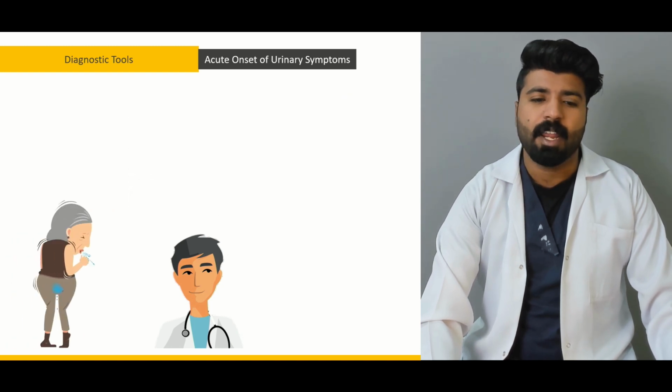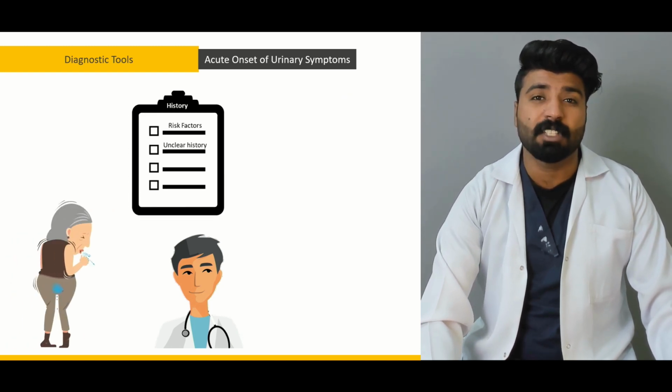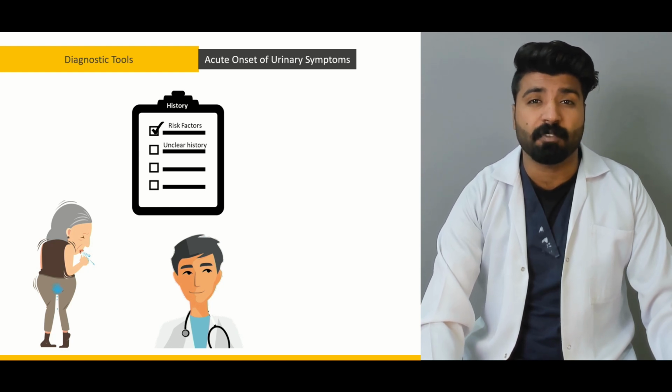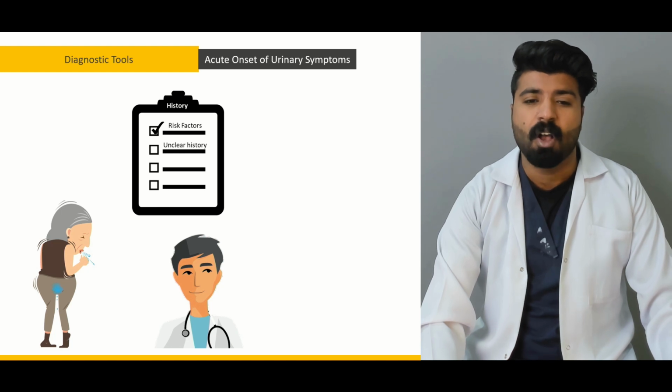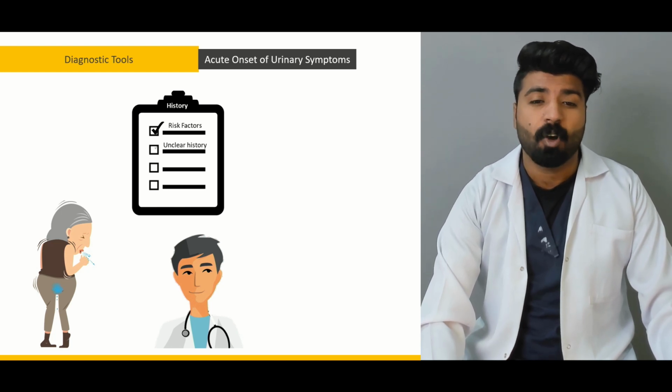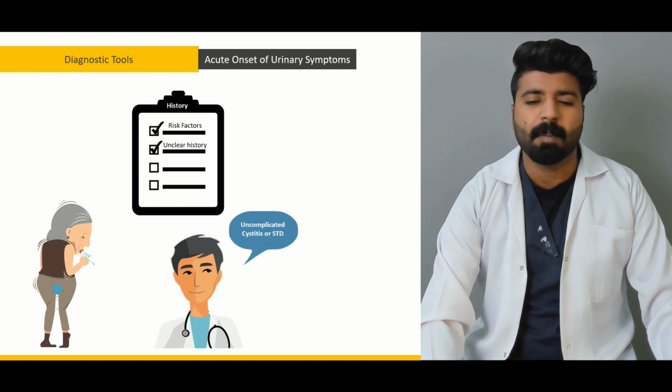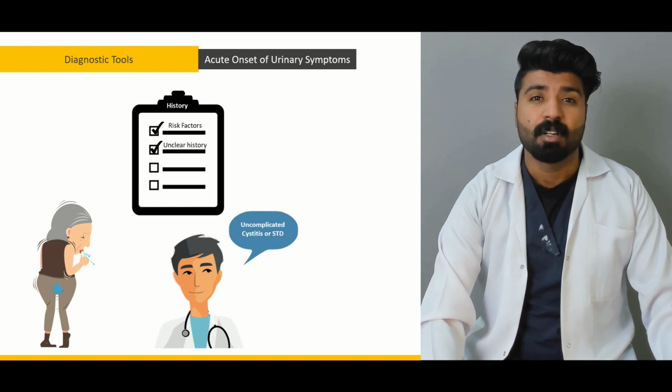Next on, if the patient is having all of these problems and in the history of the patient risk factors are positive, those risk factors we just talked about, whether it's taking immunocompromising drugs, whether it's immunocompromised already, whether it's suffering from systemic disease of some kind like diabetes mellitus, or the patient is pregnant, or the patient has unclear history, what we do, we think that it's going to be uncomplicated cystitis or STD. So we have to rule out uncomplicated cystitis or STD.